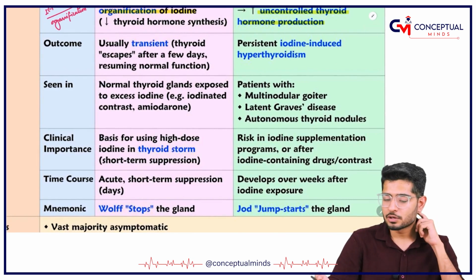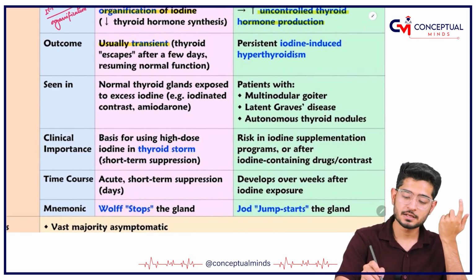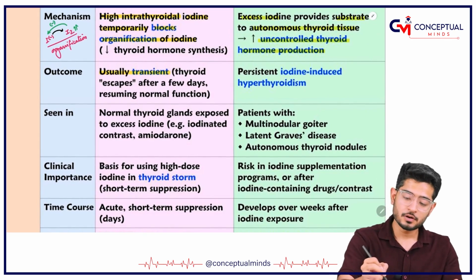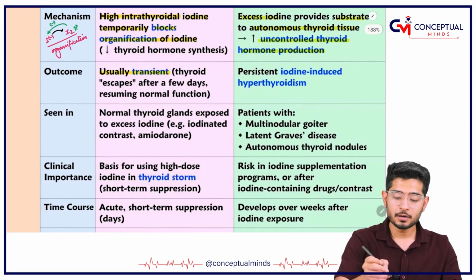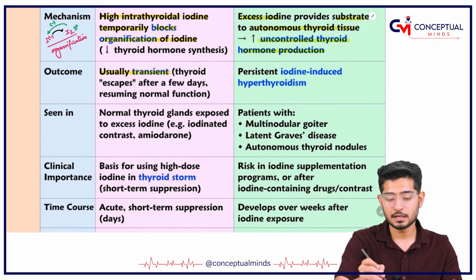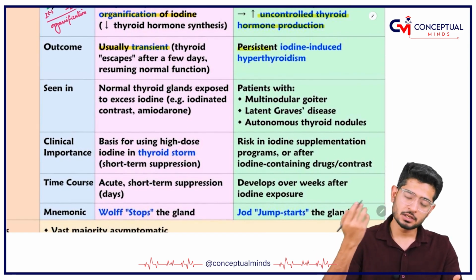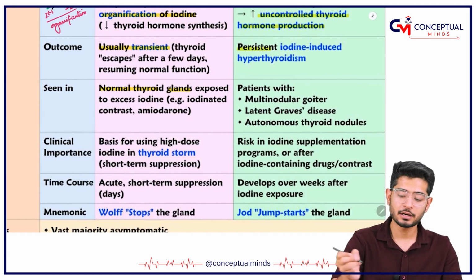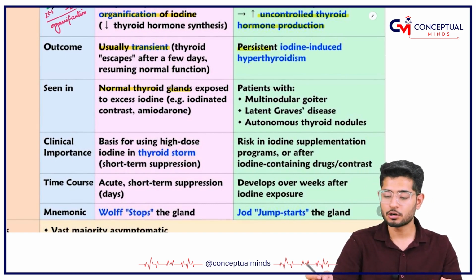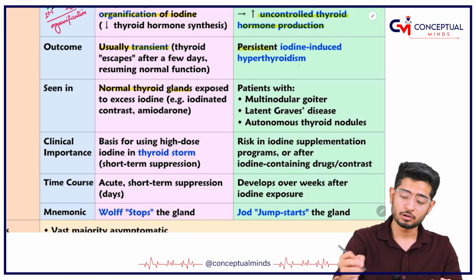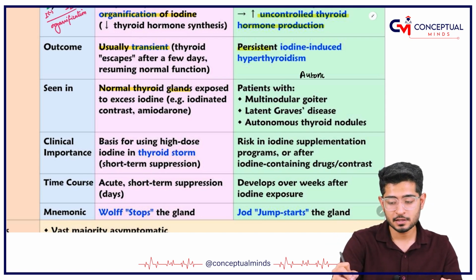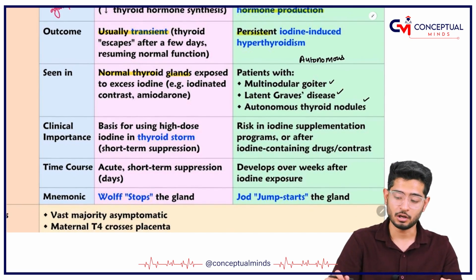So very simple, the outcome is going to be this inhibition, which of course is a transient inhibition. So this is a transient thing which is going to happen. But whereas in the case where we are discussing the Jod-Basedow effect, it's a persistent phenomenon. The Wolff-Chaikoff effect is seen in normal thyroid glands, whereas the Jod-Basedow is seen when there is an autonomous thyroid. So when will you see an autonomous thyroid? It is seen in Graves' disease, autonomous thyroid nodule, multinodular goiter.